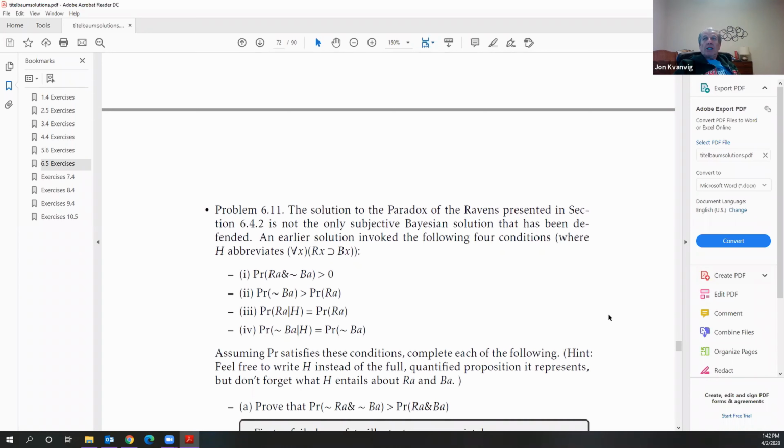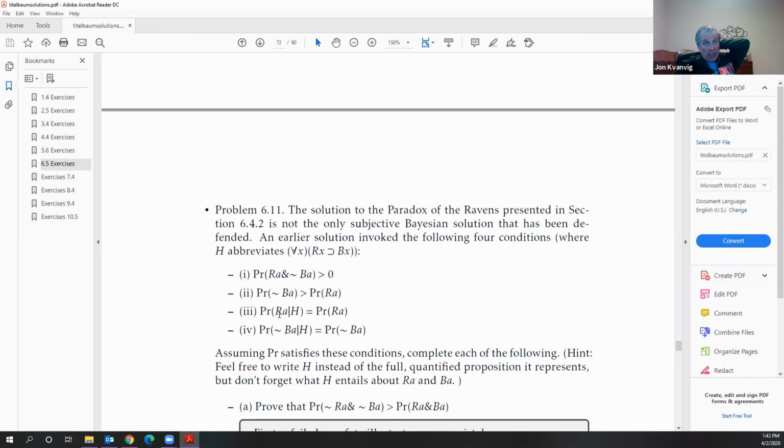The solution to the paradox of the ravens is not the only subjective Bayesian solution that's been defended. An earlier solution invoked the following four conditions. The probability of a non-black raven is greater than 0, but the probability of a non-black thing is significantly greater than the probability of being a raven. So there's a lot more non-black things in the world than there are ravens. That's the assumption, which fits with our experience of the world.